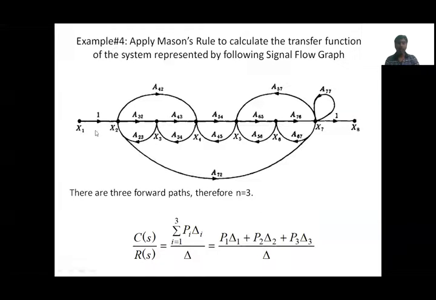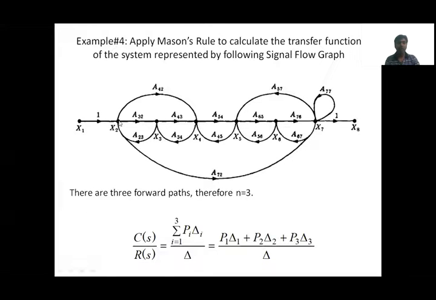There are three forward paths. No need to be confused about how to find the forward paths. Start from x1 and you should reach the last node, that is x8 here. Just start and end there. How many ways you can reach the end point is the question. That is called the number of forward paths. Try all the possible ways.